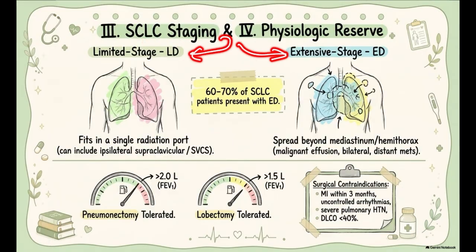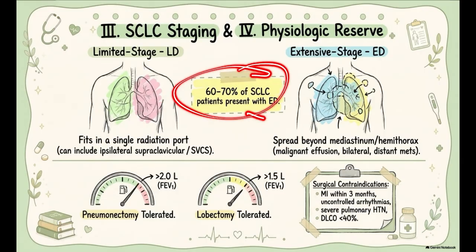It is divided into just two groups. Limited stage means the disease fits entirely within a single radiation port. Extensive stage signifies spread beyond the mediastinum or hemothorax. This extensive stage accounts for 60 to 70% of all patients at presentation.